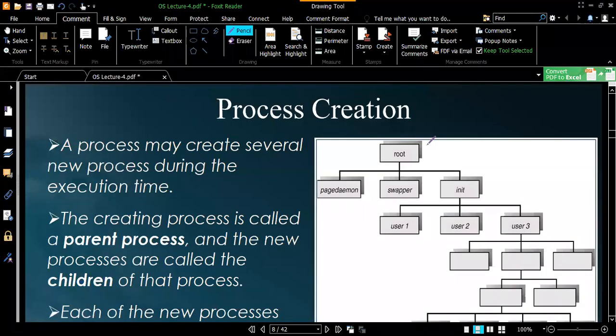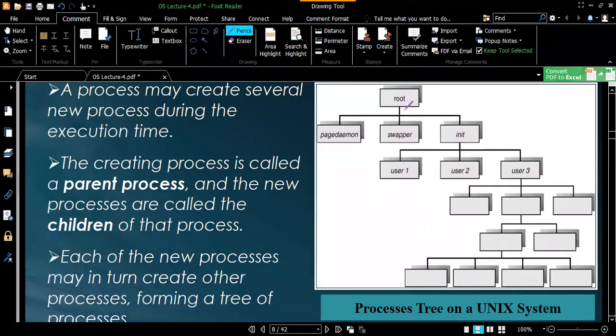So the next topic is process creation. A process may create several new processes itself during execution time. So let's assume this is a root program, and whenever the computer starts, the root program starts. Let's assume this is like a kernel. So this root program will call 3 other programs or processes, sorry: page daemon, swapper, and init. And this init process will call different other processes, and it goes on like this.